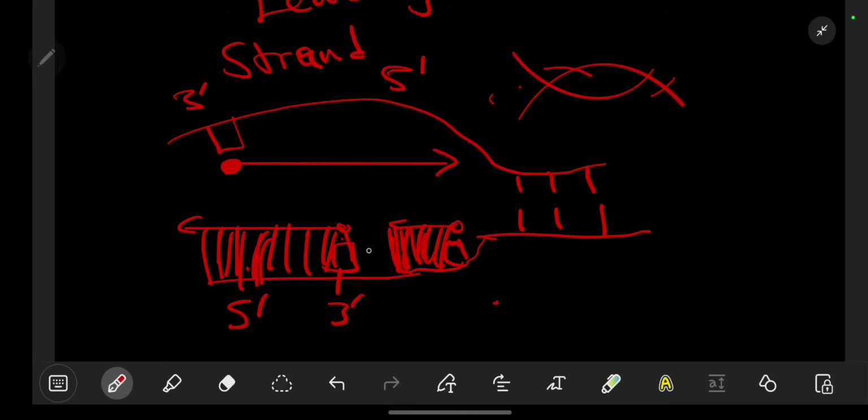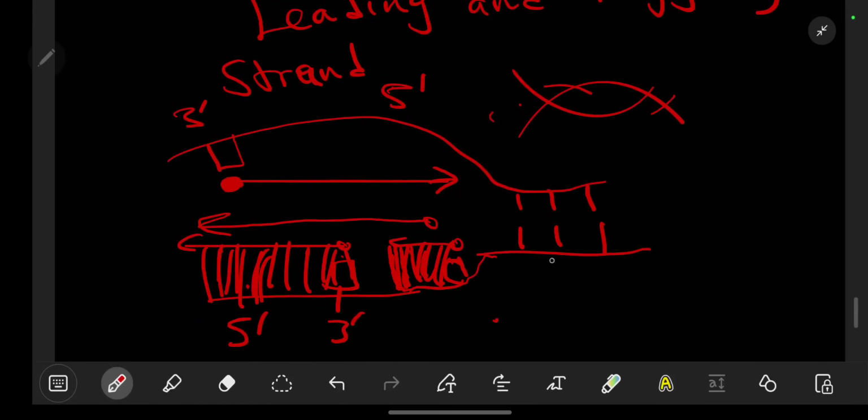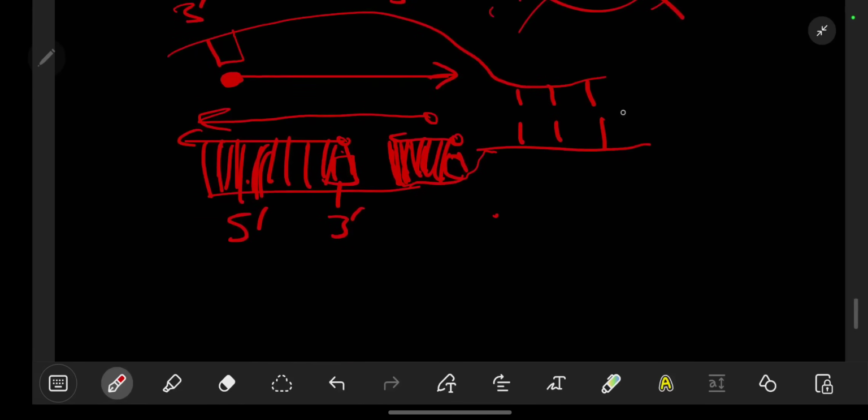There is space in between. There is space like that. So the leading strand goes in the direction where the DNA is being unwound. Then the lagging strand goes in the opposite direction like that. So that is the main difference. But you have to mention the 3', 5', and what is happening. So this is the explanation.